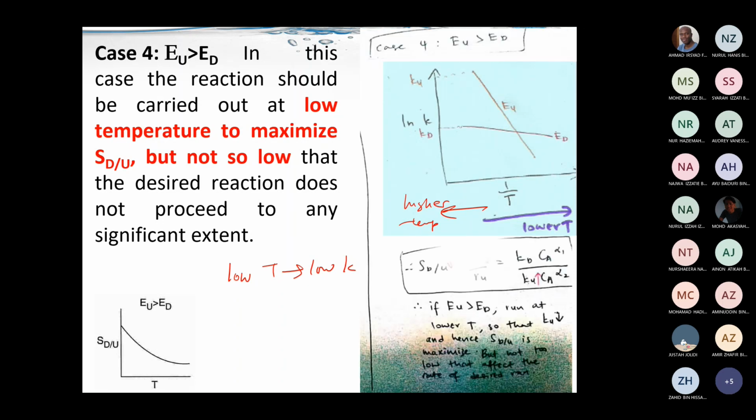Okay, so in order to lower the SDU but increase the KU, run at lower T so that KU decreases, hence SDU is maximized. Okay, so kalau you decreasekan KU ni, sebenarnya kita tahu kenapa ni, this one akan increase SDU. Okay, so which is favorable lah, KU kena rendah untuk increasekan SD.